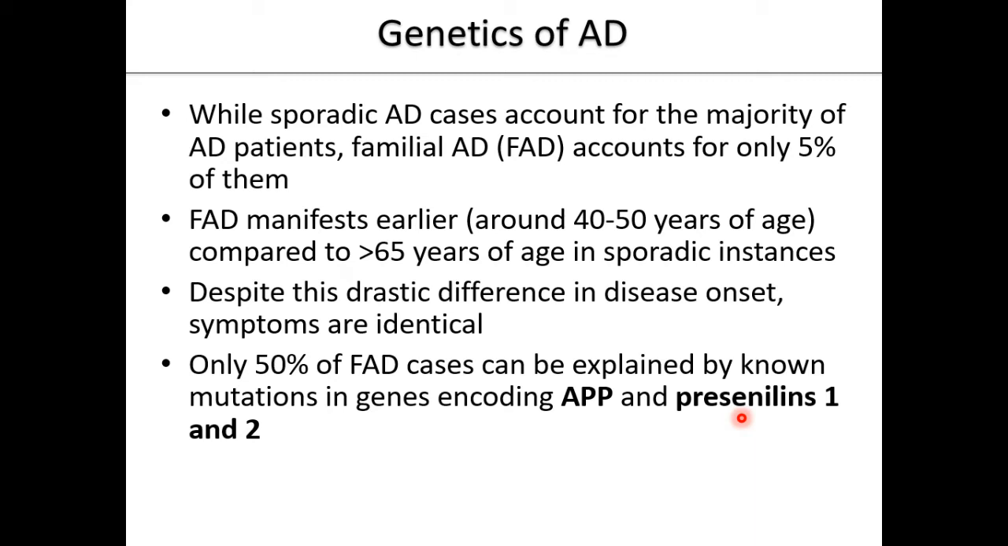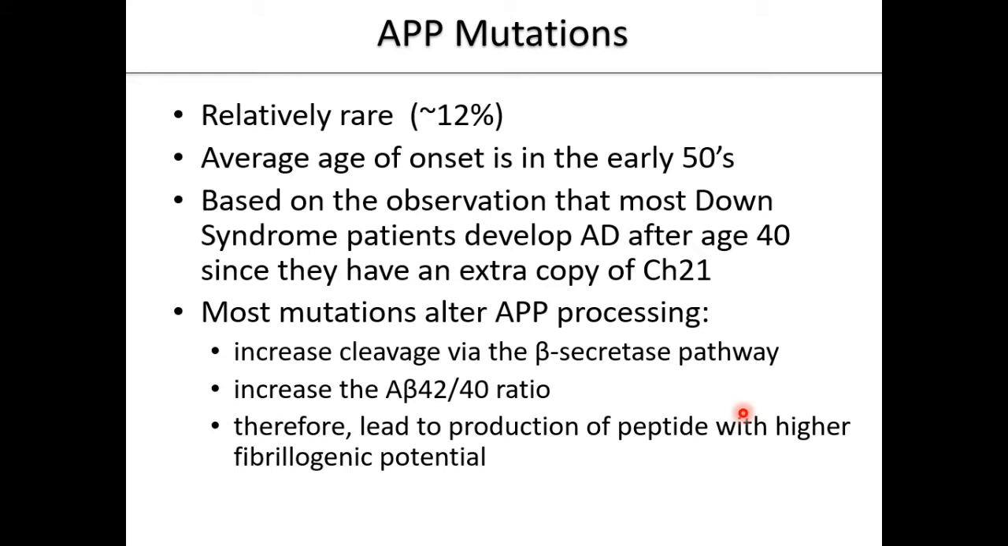This was the work of Dr. Peter St. George Hyslop, whose lab was on the first floor of the Tanz Neuroscience building, just down the hall from us. APP mutations, again, you don't need to worry about this slide, are relatively rare. Only about 12% of all familial Alzheimer's disease patients have APP mutations. Average onset is fairly early, in the 50s.